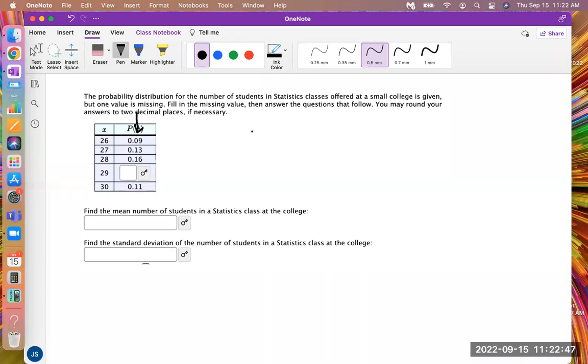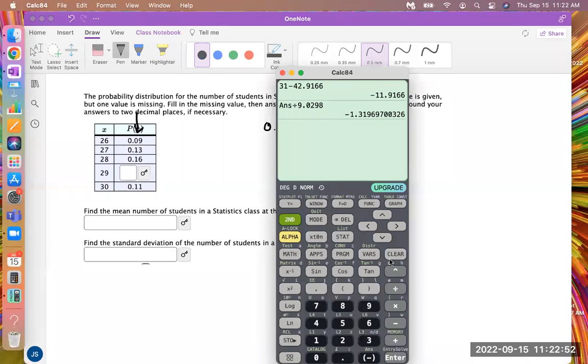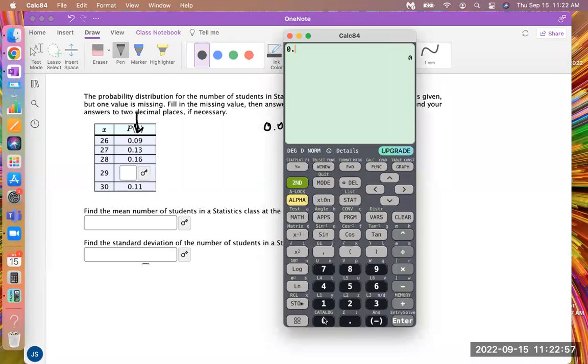So I add the 0.09, get my calculator, plus 0.13 plus 0.16 plus 0.11. And it gives me 0.49. I thought those were small numbers, so I'm going to double check. I just want to input those correctly when I have 4 values, and I put them in and it looks good.